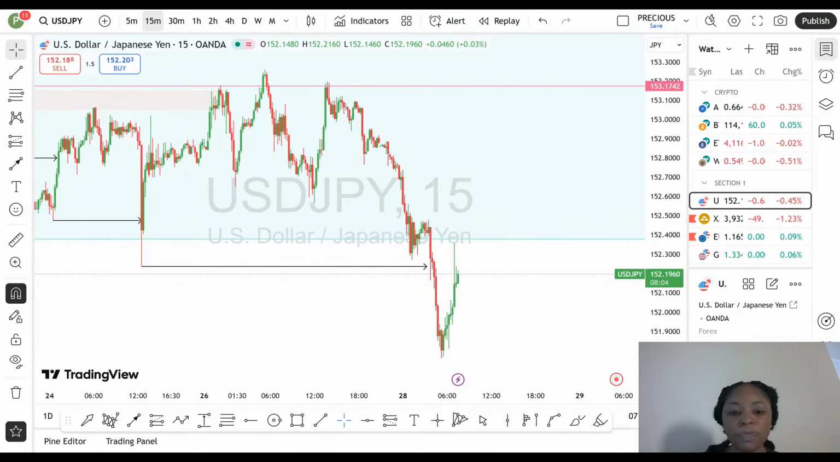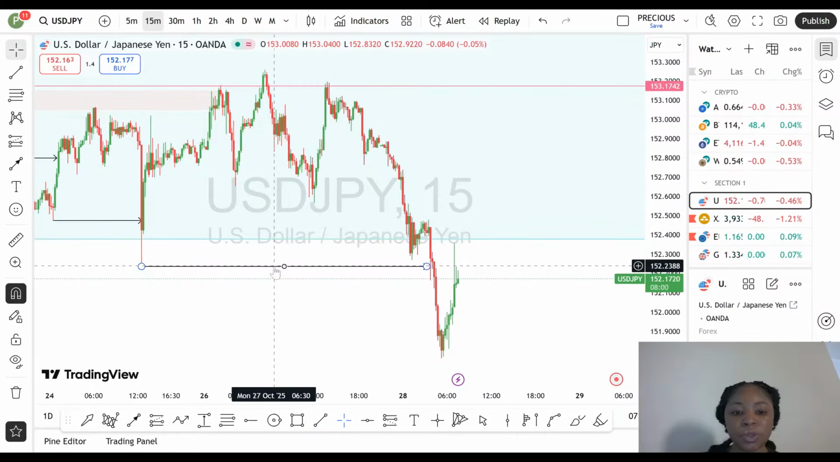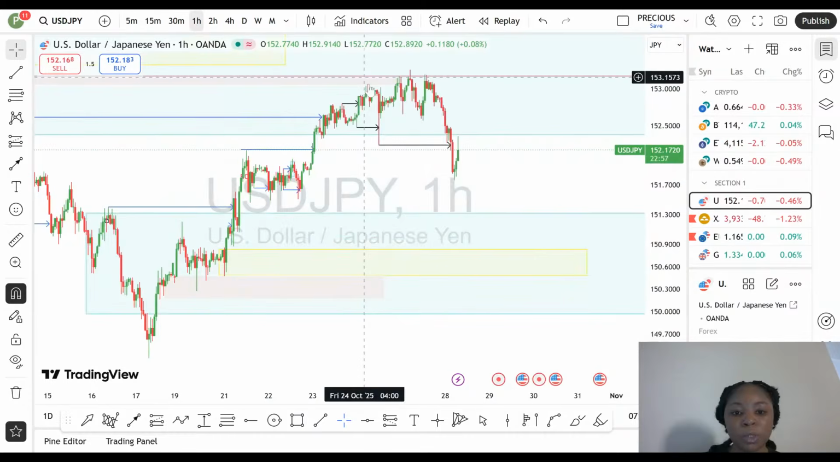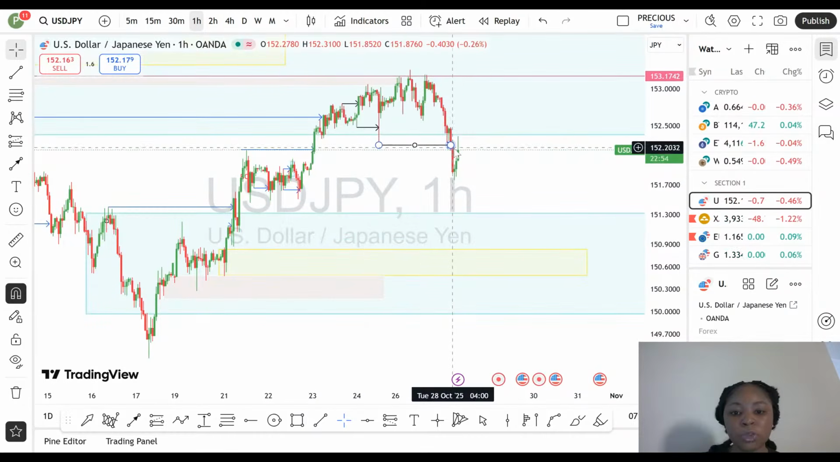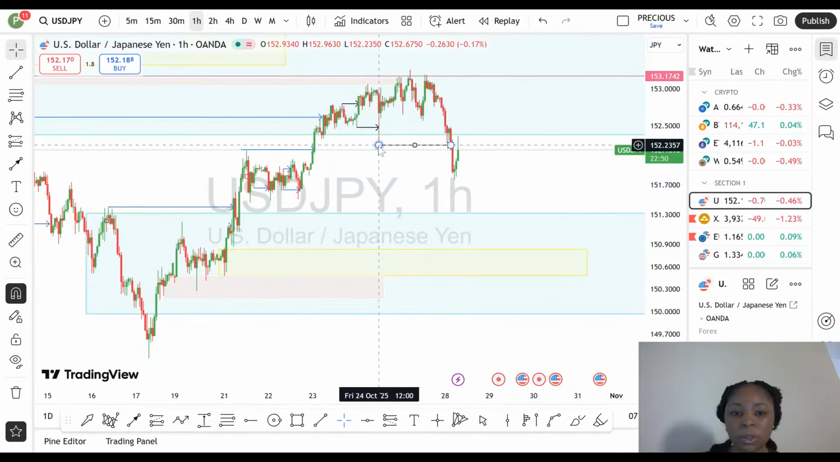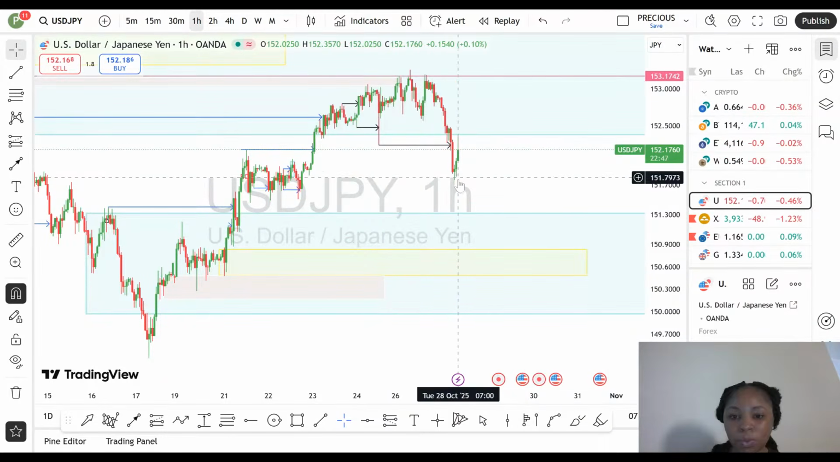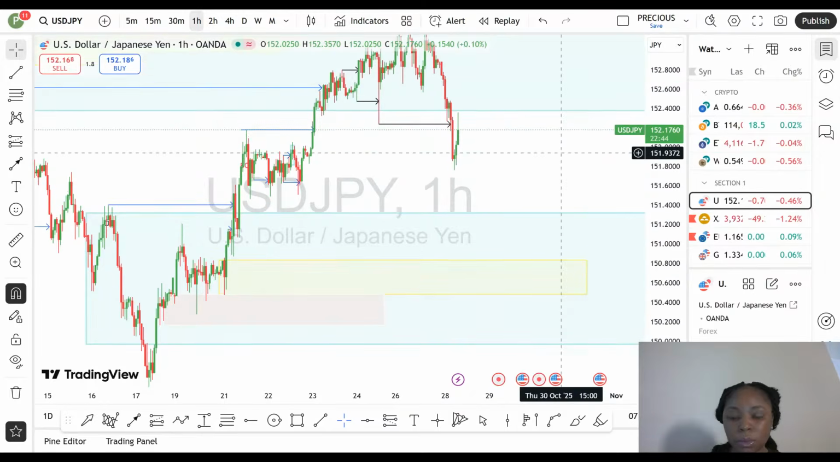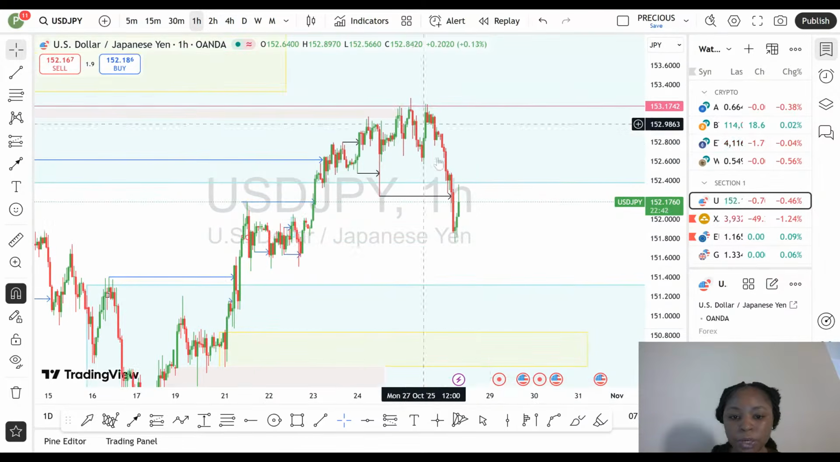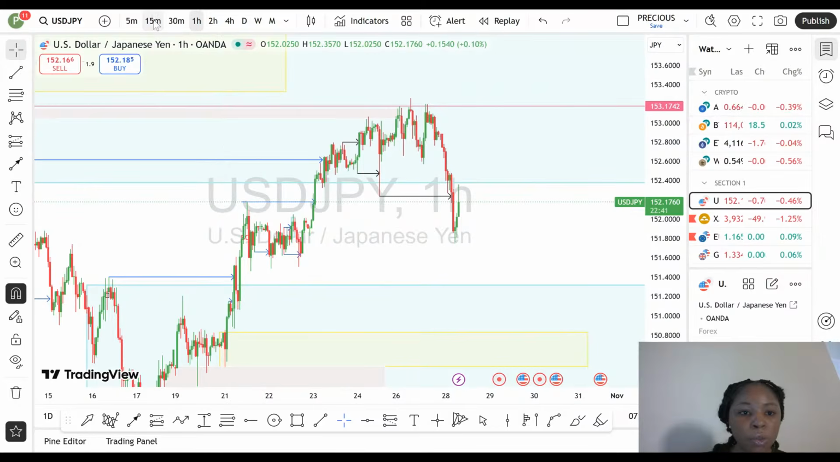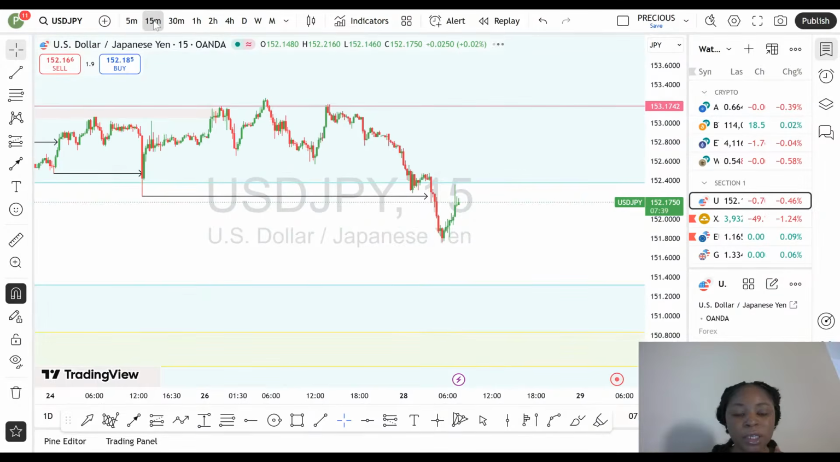If I'm trading from 15 minutes, in as much as I have this break of structure, let's go to 1 hour. You can see this is a 1 hour break of structure here, which is good. That means we have a break of structure now in 1 hour that confirms that we are literally bearish now. So I will want to go to this 15 minutes again.